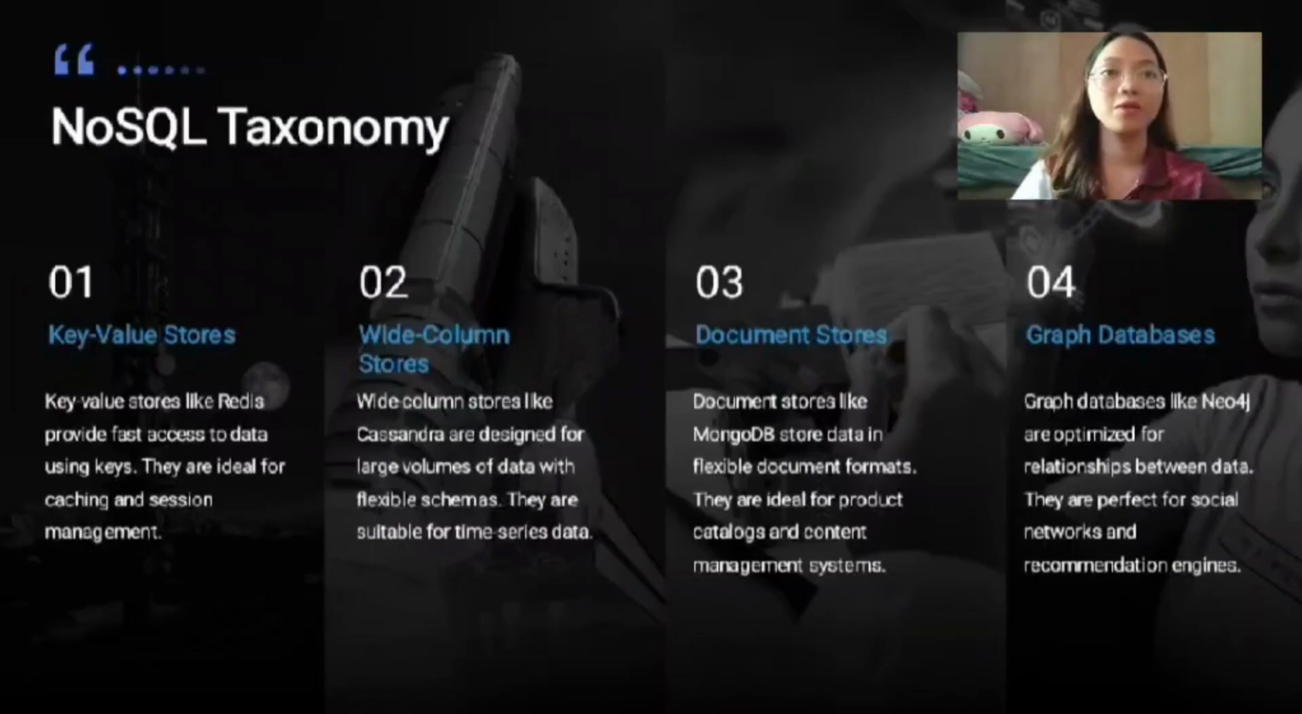Second, wide column stores. Wide column stores like Cassandra are designed for large volumes of data and flexible schemas. They are suitable for time series data.